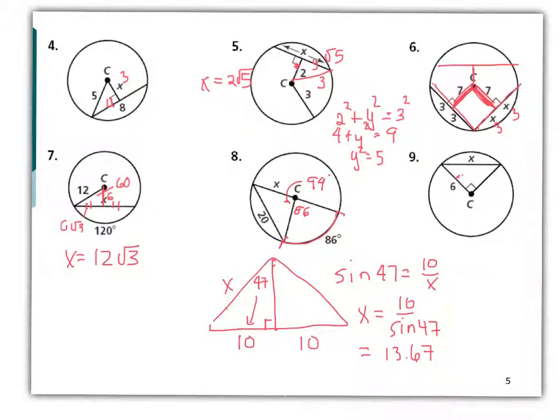And then last but not least, we have this triangle in number 9. Notice that the radii are always congruent, so you want to give yourself a visual marker of that. So I have an isosceles right triangle. That means these are 45-degree angles, so this will be 6 rad 2.